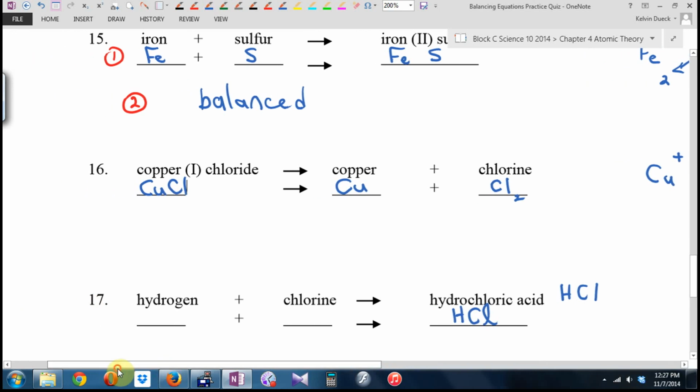Now I can balance. Is it 2 and 2? I think. Yeah. How many coppers on the left? How many on the right? How many chlorines on the left? 2, right? How many on the right with that little subscript there? Also 2. Okay, we're balanced.